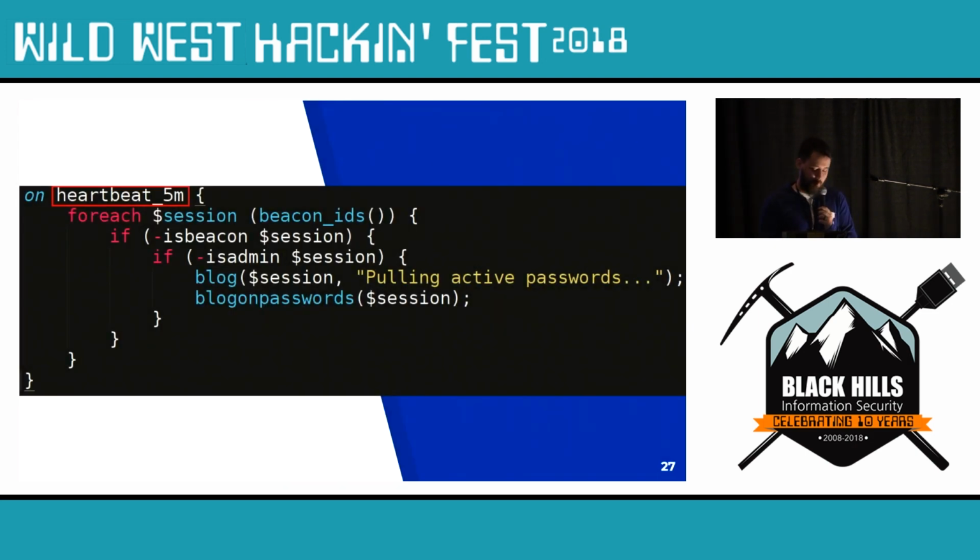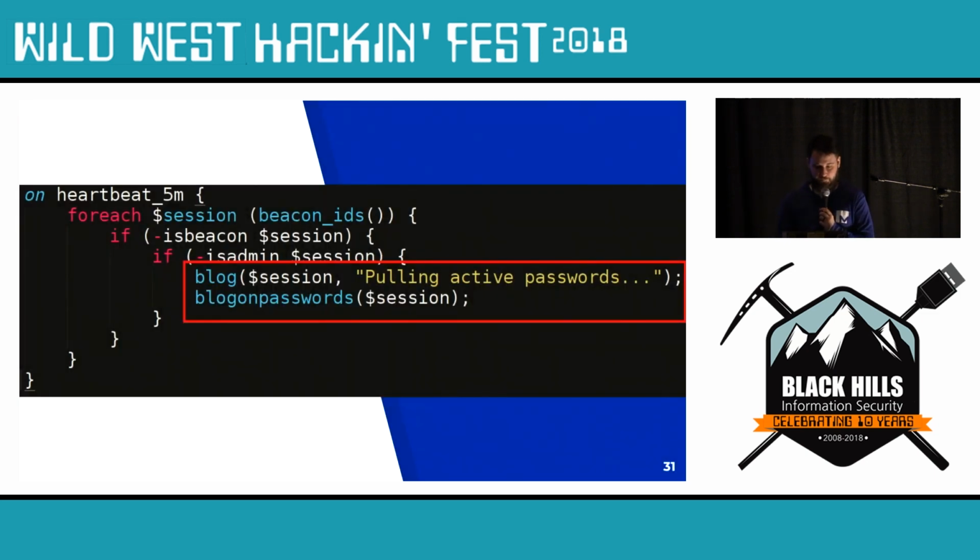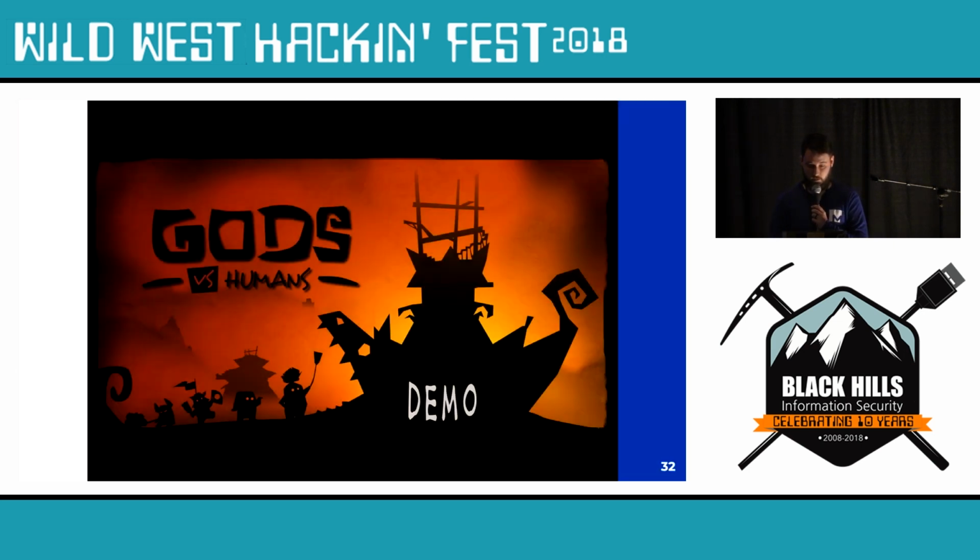So here there's the heartbeat 5 minutes. And we're querying every beacon ID that's in our team server. And we're checking to see if that specific session is there and if it's an admin. And we go through. If it is, we're going to go ahead and do the logonpasswords command, which is the Aggressor function, right? And it's going to dump the passwords for us. So now we'll just show a little demo of that working in action.